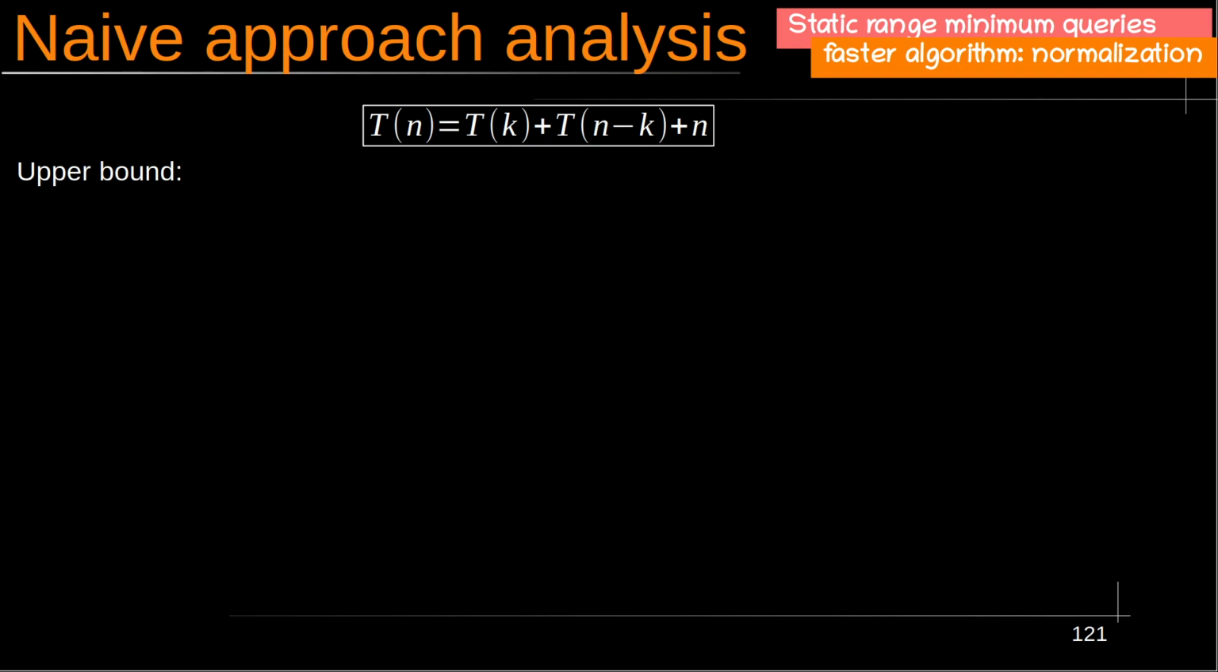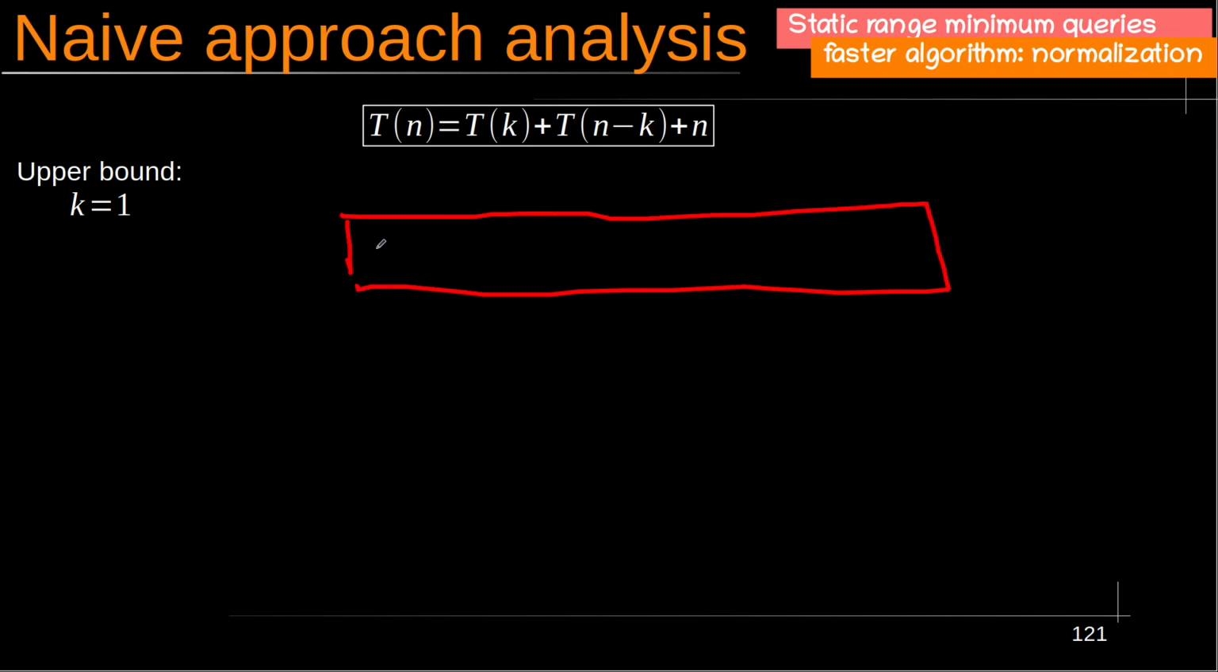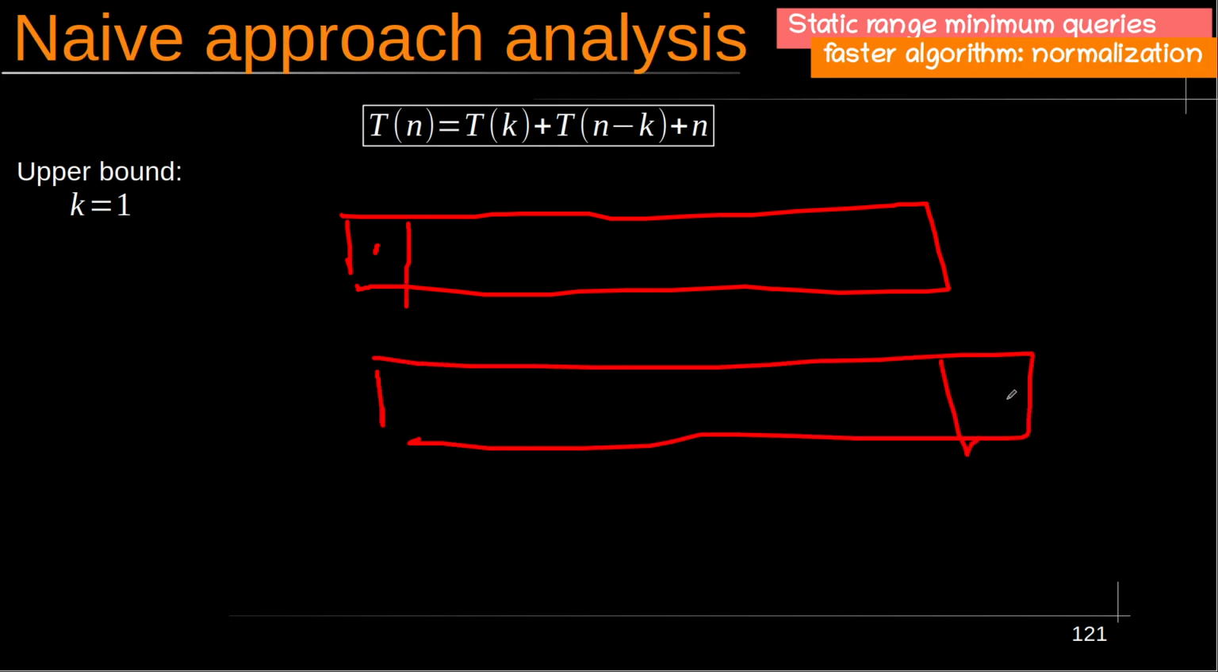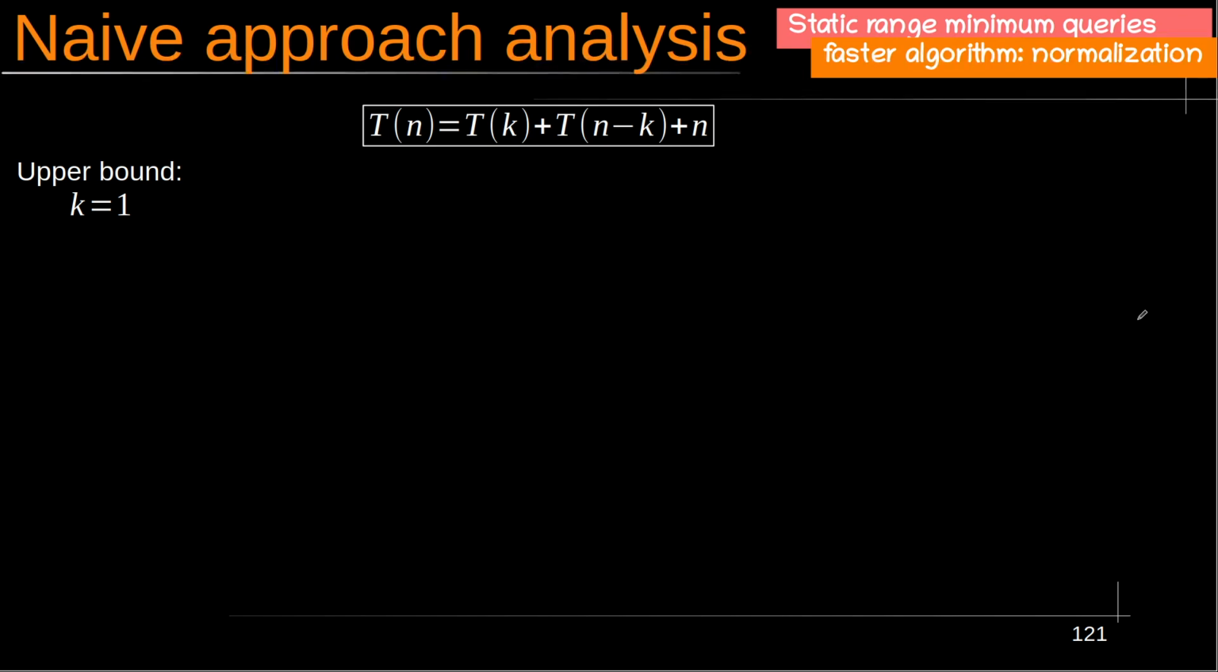If I have this recurrence relation of my naive function, let's check for the upper bound. What does that mean? In the worst case, what's the time complexity using this recursive function? For the upper bound, we have to take k equal to 1, which means my minimum is at the first position or the last position. So every time I have to run over all these elements. This is the upper bound, this is the worst case. So we will replace k by 1 here. So T of n is equal to T of 1 plus T of n minus 1 plus n.